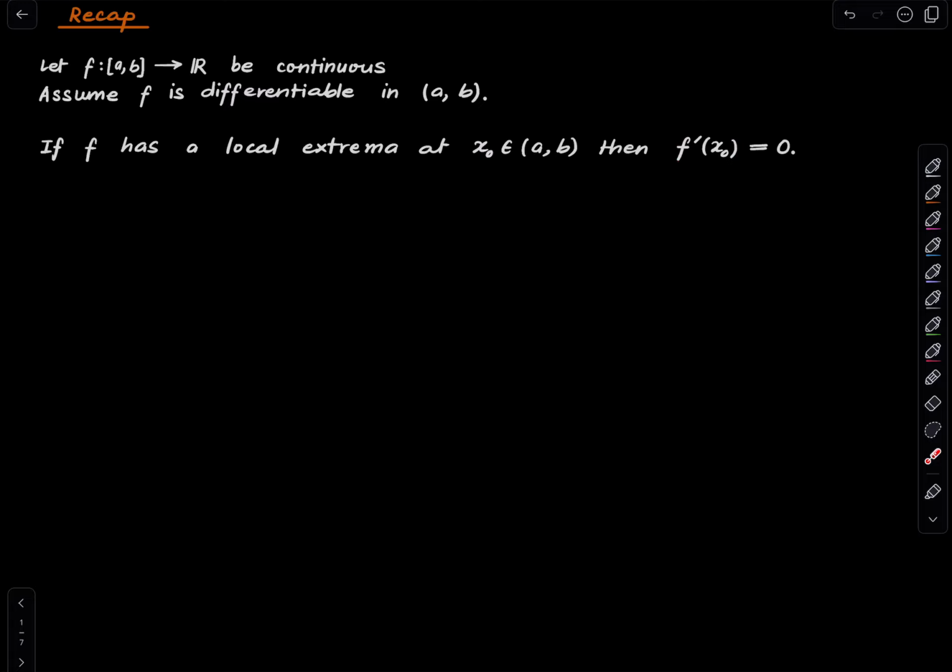So we proved this, and pictorially it's very, very clear. You maybe want to draw a function like that. So if it has a local extremum here, clearly the derivative visually seems to be 0, and we proved it. Okay, so let's proceed.